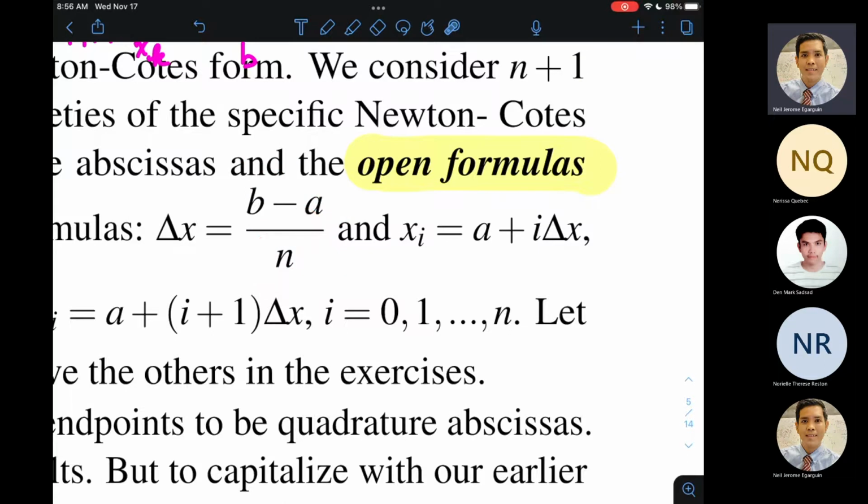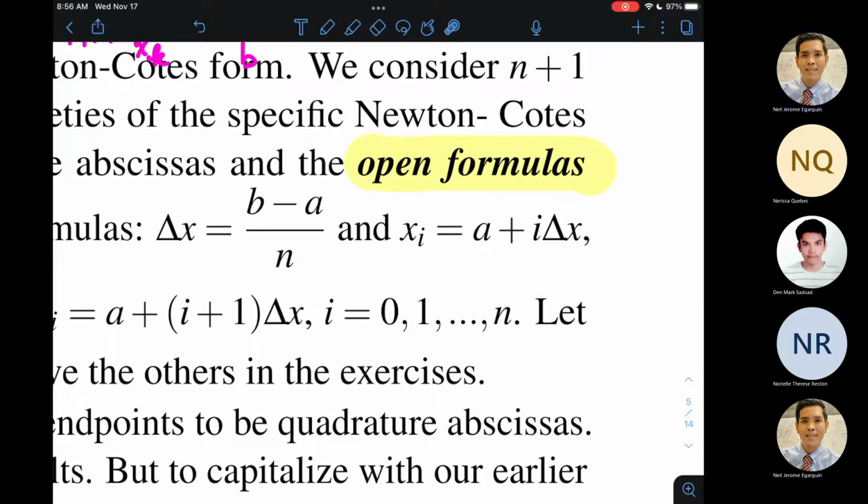Kung gagamit ka ng n plus 1 points, ito dapat yung layo ng mga x sub i's mula sa isa't isa. Because again, those n plus 1 points will generate n sub intervals. So, ibig sabihin, bawat sub intervals whose length would be the distance between two consecutive abscissas should be equal to the actual length of the interval all over the number of subintervals. And then to get from one x sub i to another, we just need to add a multiple of delta x. So para makuha si x1, simula ka kay A, magdagdag ka lang ng isang delta x. Para makuha si x2, mula kay A, magdagdag ka lang ng dalawang delta x, and so on, hanggang makaabot ka sa x sub n, which is equal to B.